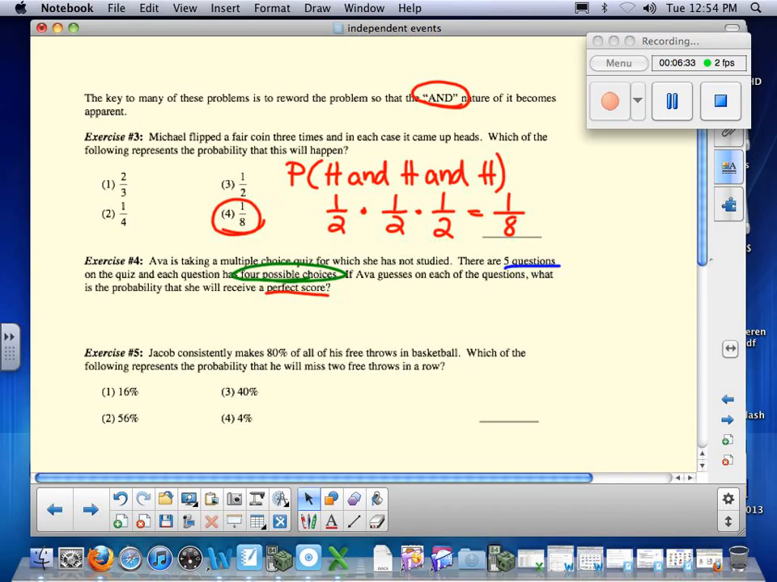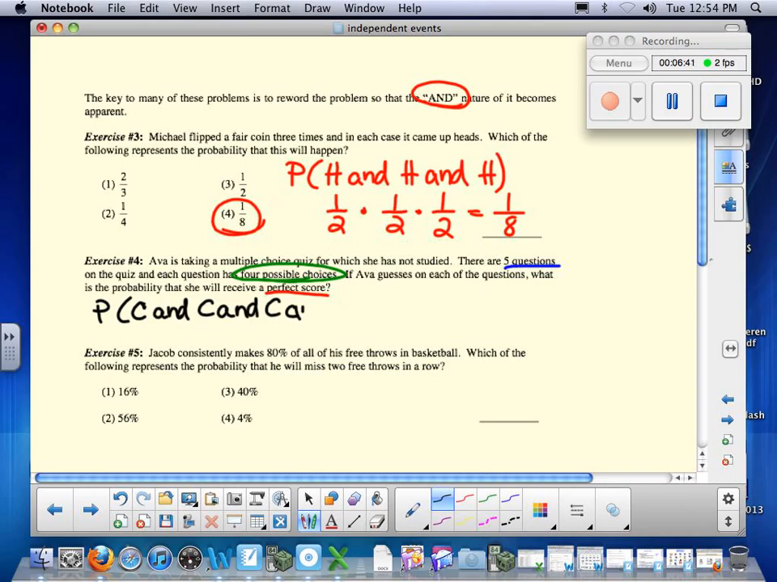5 of them. What's the probability that she's going to be correct, and correct, and correct, and correct, and correct? How many times are we doing this? 5 times, 1 for each question.